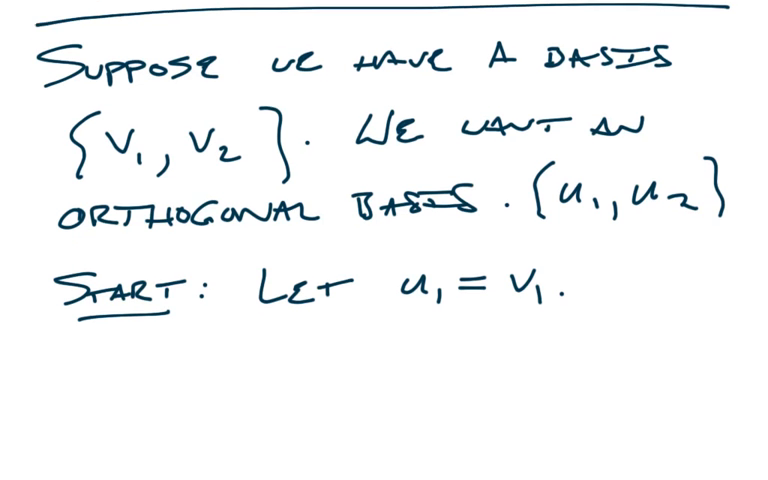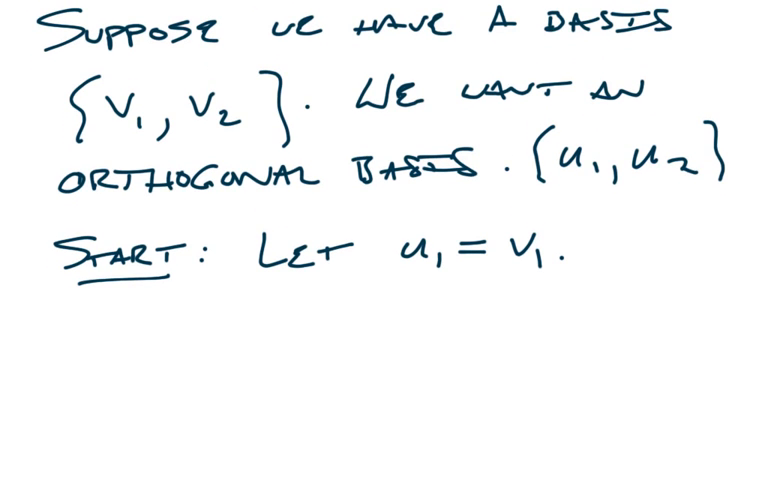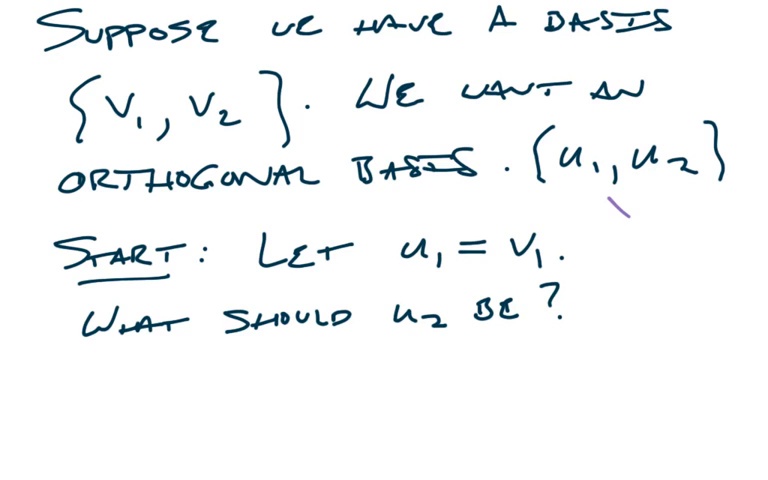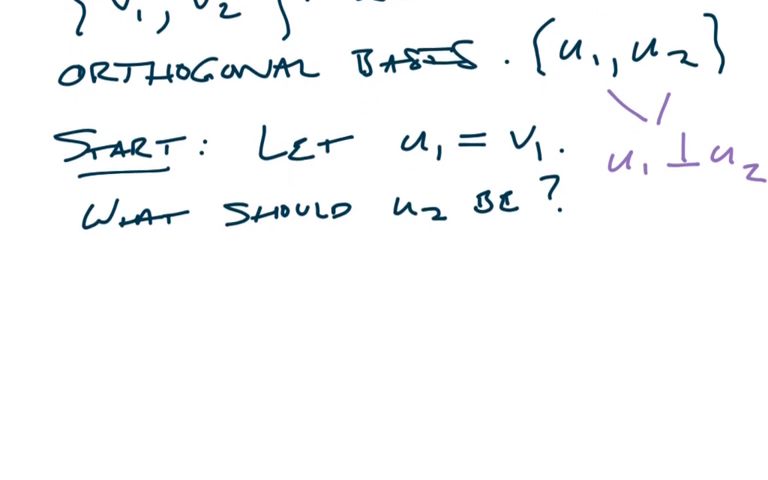Now, can we figure out what U2 should be? So what should U2 be? Remember here, U2 should be orthogonal to U1 because it's supposed to be an orthogonal basis. So what should U2 be here in order to be orthogonal to U1?